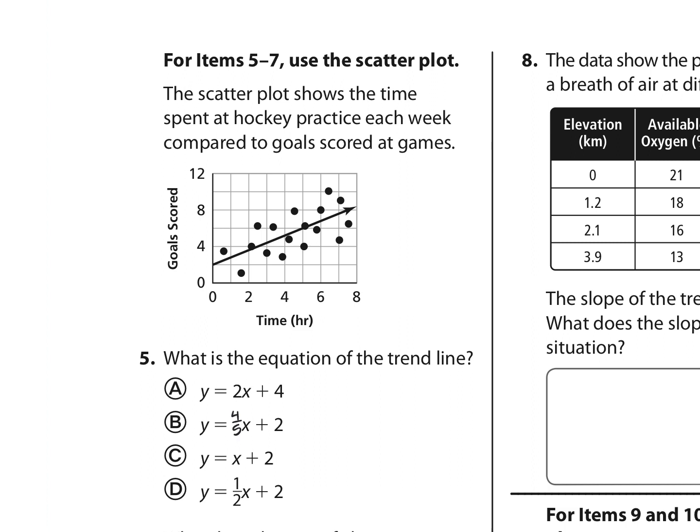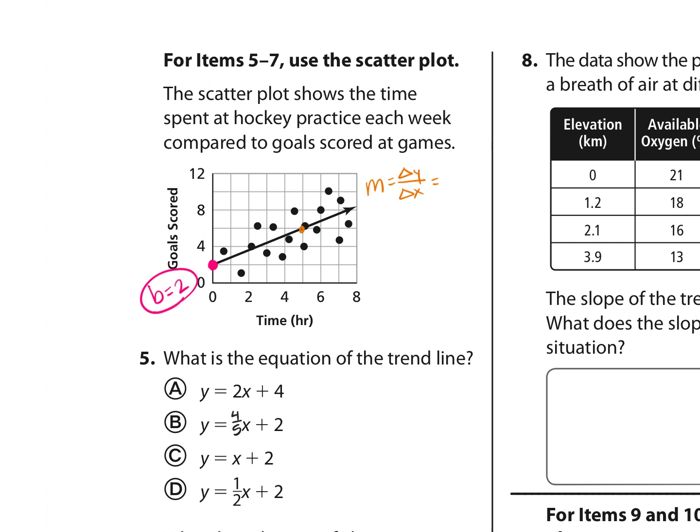For items 5 through 7, use the scatter plot. The scatter plot shows the time spent at hockey practice each week compared to goals scored at games. What is the equation of the trend line? So we need to know two things, m and b. I can tell b, the y-intercept, real quick by looking on the y-axis, and I say, okay, b is 2. To get the slope, m, I'm going to take the change of y divided by the change of x. In this case, I need to pick 2 points that the line would clearly go through. They do not have to be scatter plot points. They just need to be points that fall on this line.